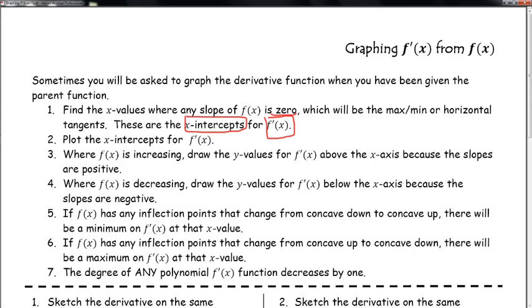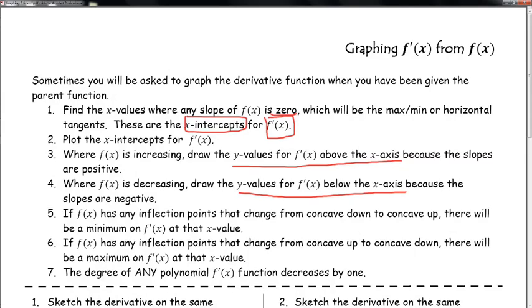Then you want to plot those x-intercepts for f prime. Where f is increasing, you want to draw the y values for f prime of x above the x-axis, because those are where the slopes are positive. Where f is decreasing, you want to draw the y values for f prime of x below the x-axis, because that's where the slopes are negative.